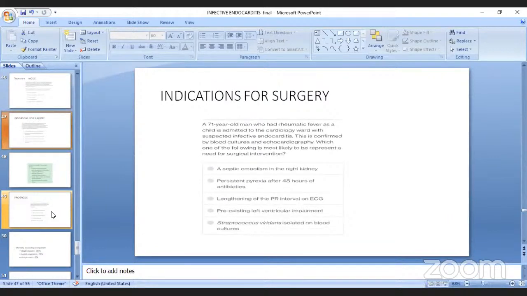Very good. Okay. Now, a very important slide on indication of surgery. Sometimes, if an examiner wants to know how much more knowledge you have in infective endocarditis, you would know this. He would want that you should know this, and it is very easy.